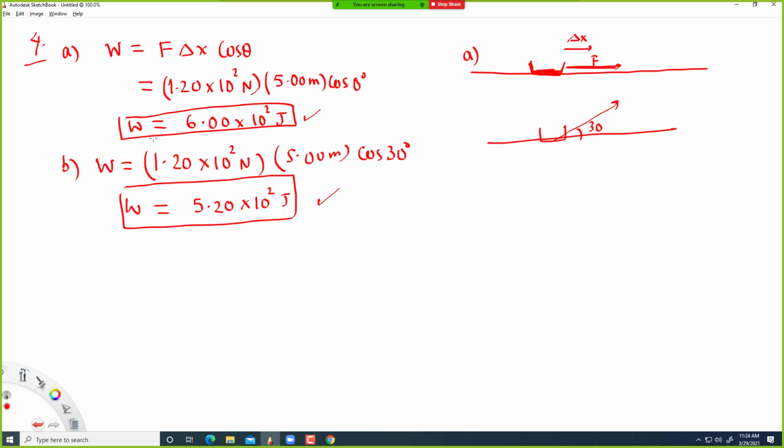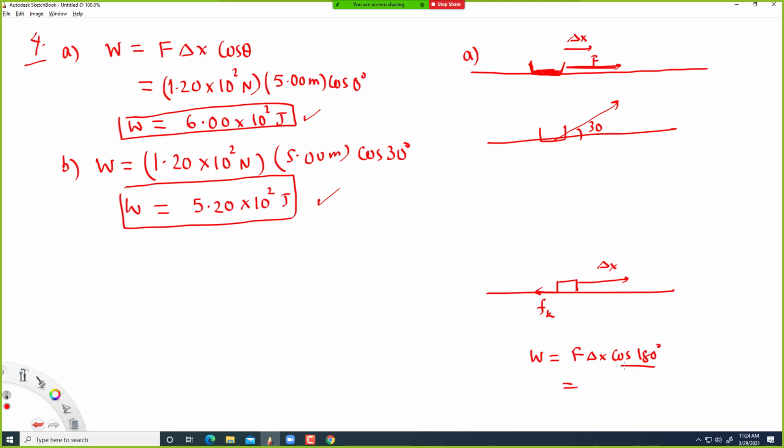And sometimes you may also have negative work. For example, let's say there's an object moving this way, and let's say the friction force is being exerted in the opposite direction. So delta x is to the right and friction force is to the left. So in this case, work is F delta x cosine. So the angle between F and delta x is 180 degrees. They are opposite to each other.